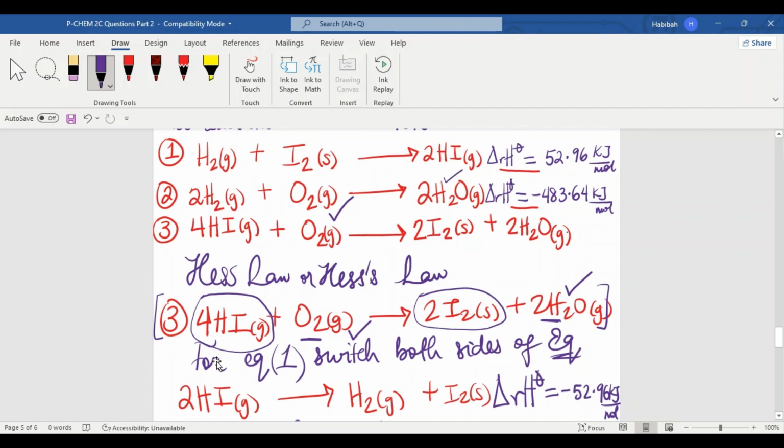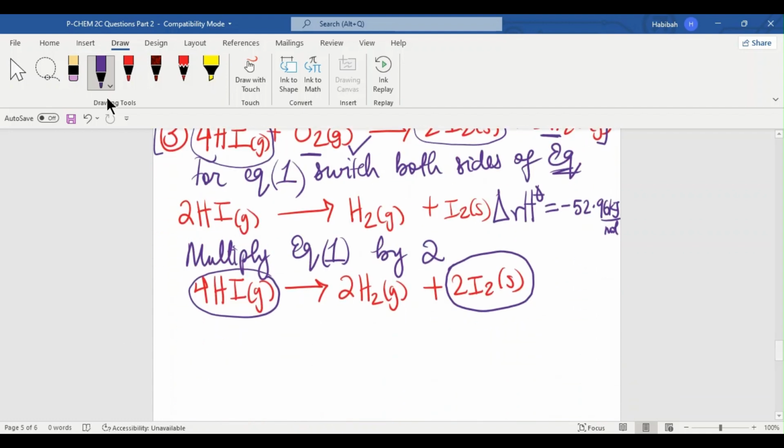So basically this is okay. But before we go ahead, let's not forget that for equation 1, even though we've multiplied by 2, we don't just leave the enthalpy of reaction like that. We have to now multiply the enthalpy of reaction that we have, negative 52.96, by 2. So that's going to be changing the enthalpy of reaction. Since we multiplied the equation by 2, we have to do the same thing for the number value.